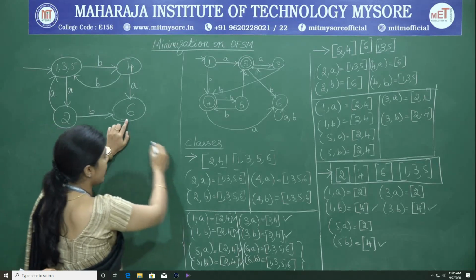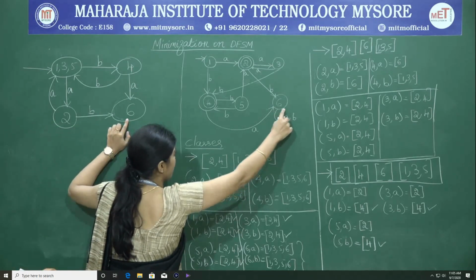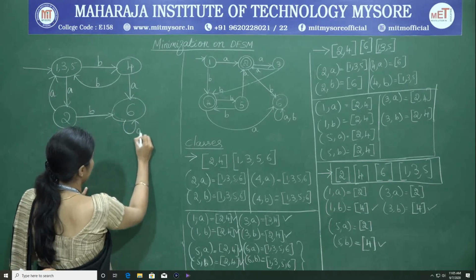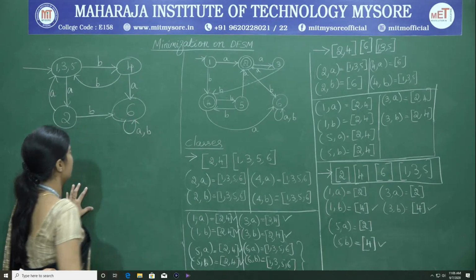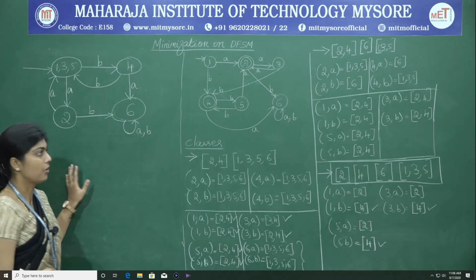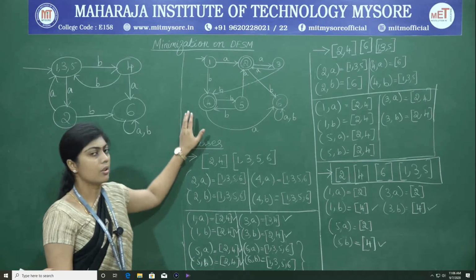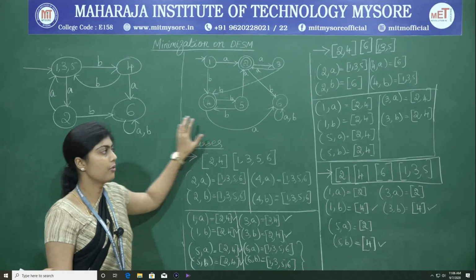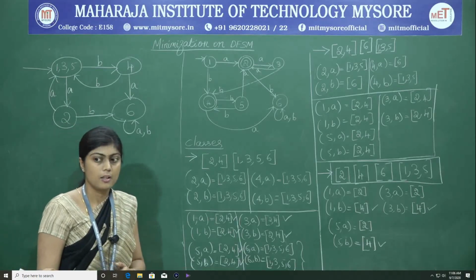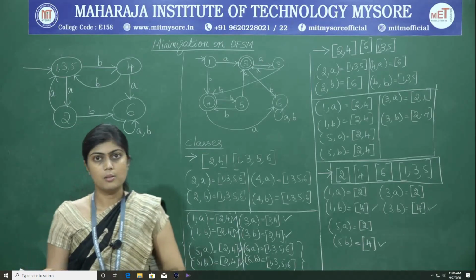Next from 6, 6 on A and 6 on B both are going to 6. So therefore we can include a loop here and write A comma B, because 6 itself is a class. So this is the minimized DFA for the given problem. The original DFA has got 6 states, while the minimized DFA has got only 4 states. So this is the end of the problem.